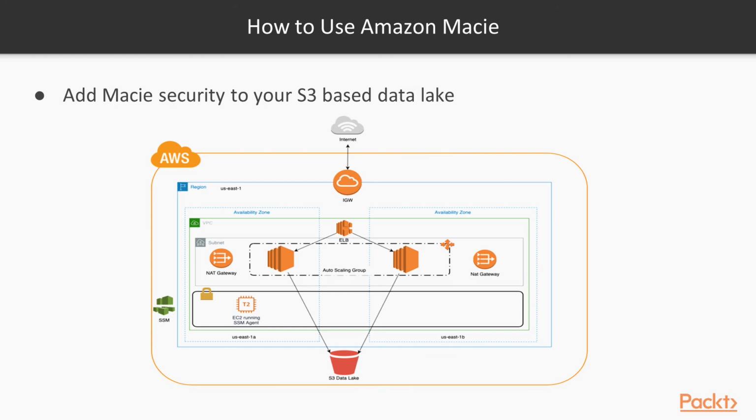So here's an example of how you might use Macie in one of your architectures. So if you recall, we had this architecture earlier in the course where we have elastic load balancing and an auto-scaling group within a public subnet. And imagine if that public subnet, those instances within that public subnet, were interacting with an S3 data lake to do business intelligence or to do machine learning or something like that.